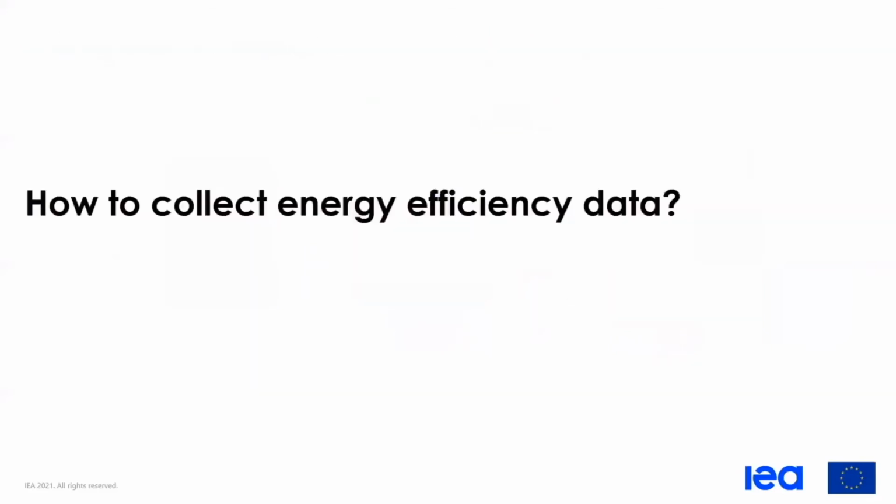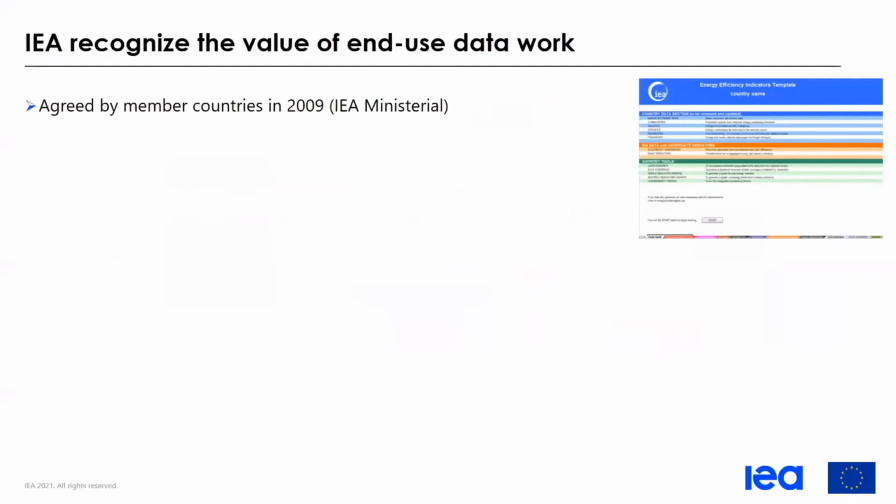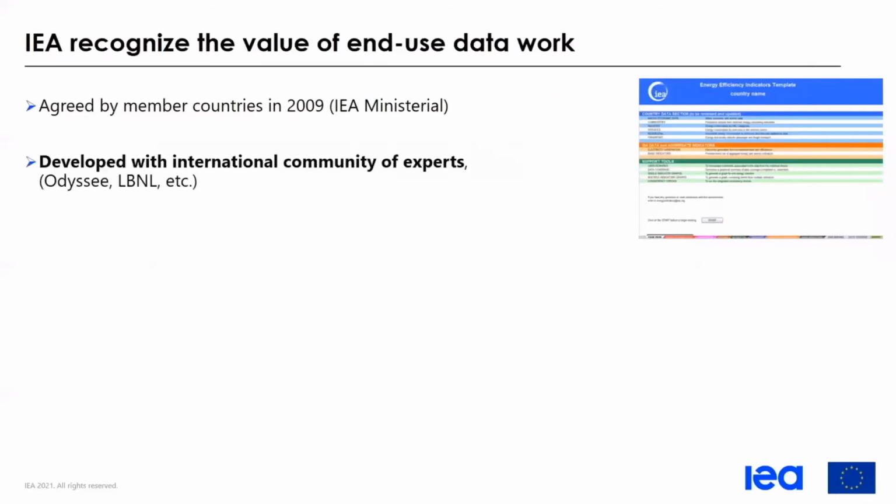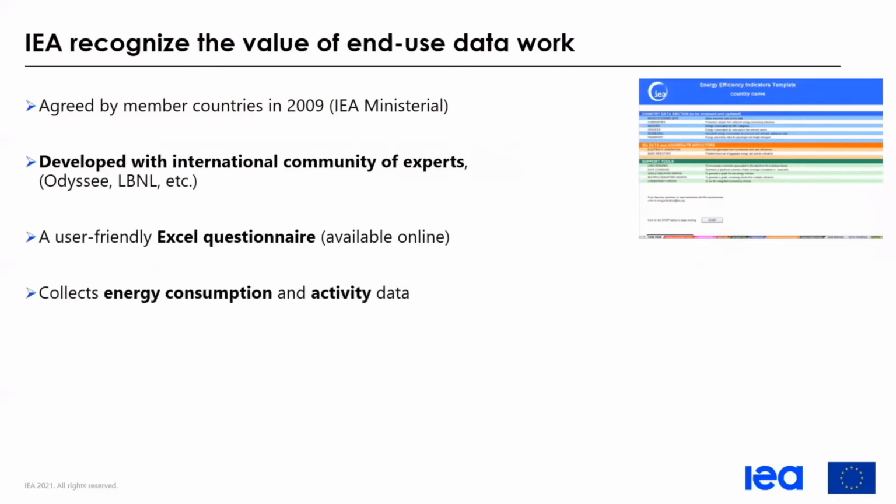But how can we collect all this data we are mentioning? So in 2009, the IEA member countries agreed on the new energy efficiency indicators data collection. Thanks to the cooperation with international experts, an Excel template was developed, and you can find this template already on the IEA website. And with this template, the IEA collects both energy and activity data for all the four sectors presented: residential, services, industry, and transport.